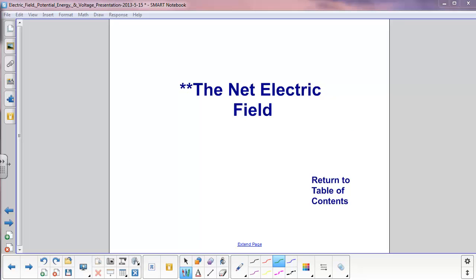The previous section talked about how a net electric field can be found from several charges by adding the contributions from each charge to the field. This section, which is optional, will cover the math behind that addition.